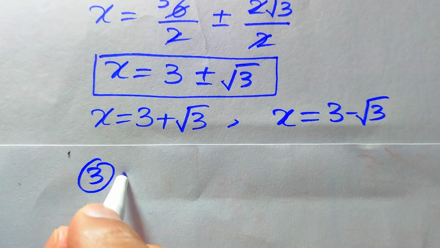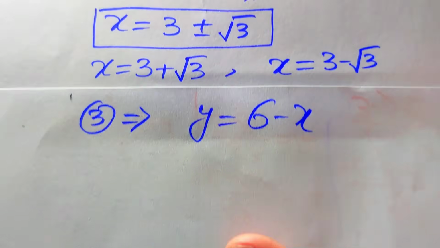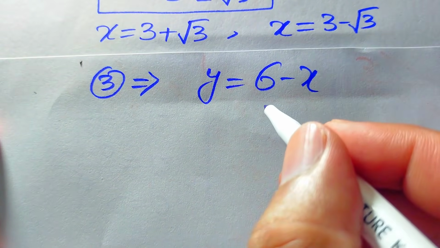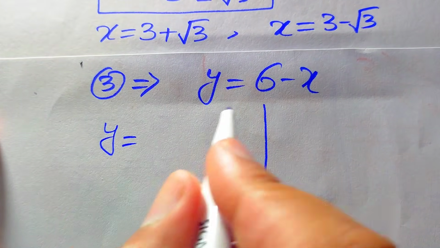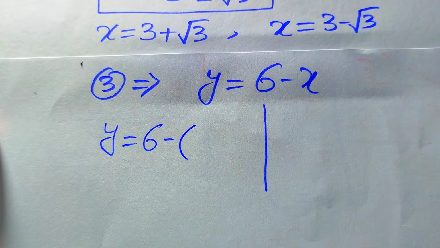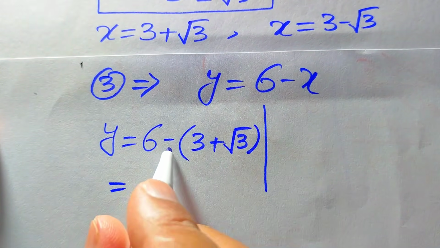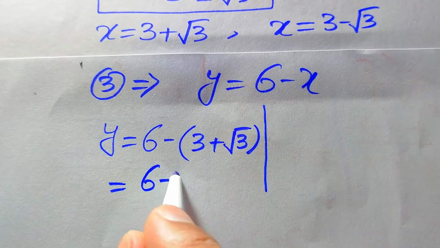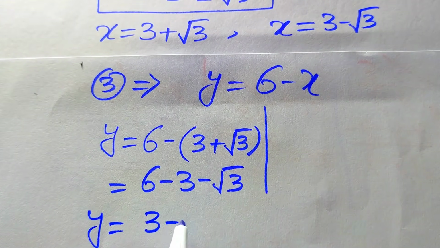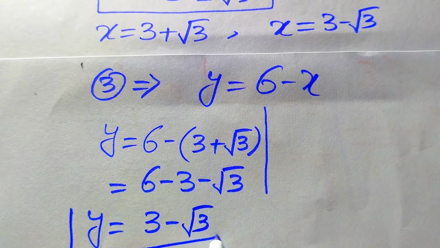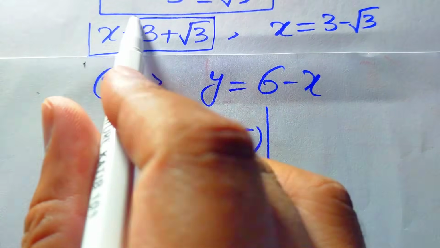And now we copy down equation number 3 here, and it is y equals 6 minus x. This is equation number 3, and here we substitute both values above and we get the value of y. So we have y equals 6 minus x, the value of x is 3 plus square root of 3, and we multiply this negative sign on each of these values and we get 6 minus 3 minus square root of 3, and we easily get the value of y equals 3 minus square root of 3. This is the value of y corresponding to this value of x.